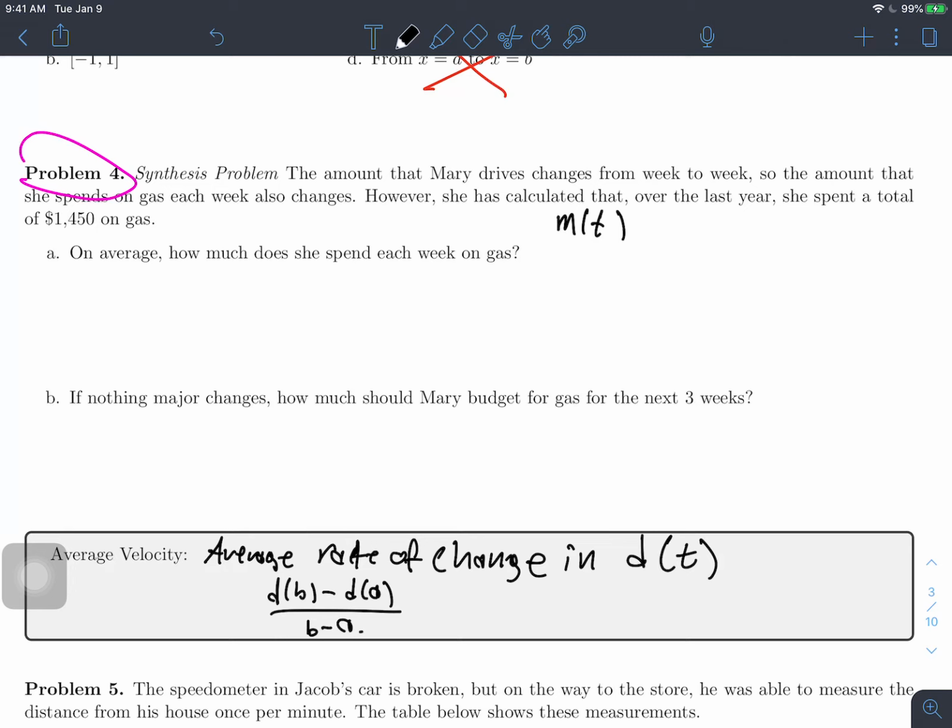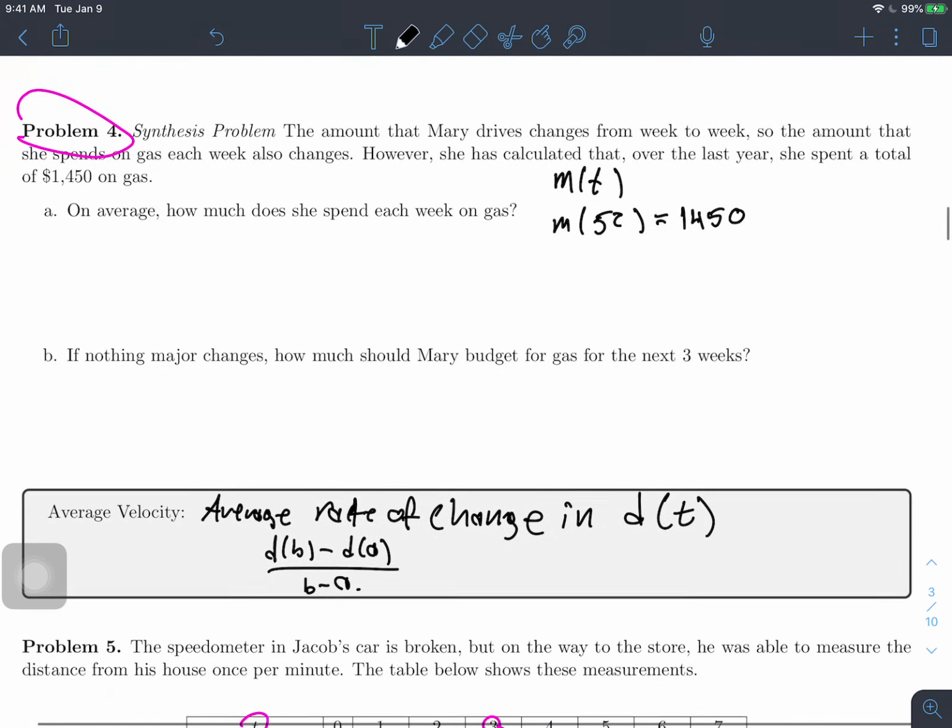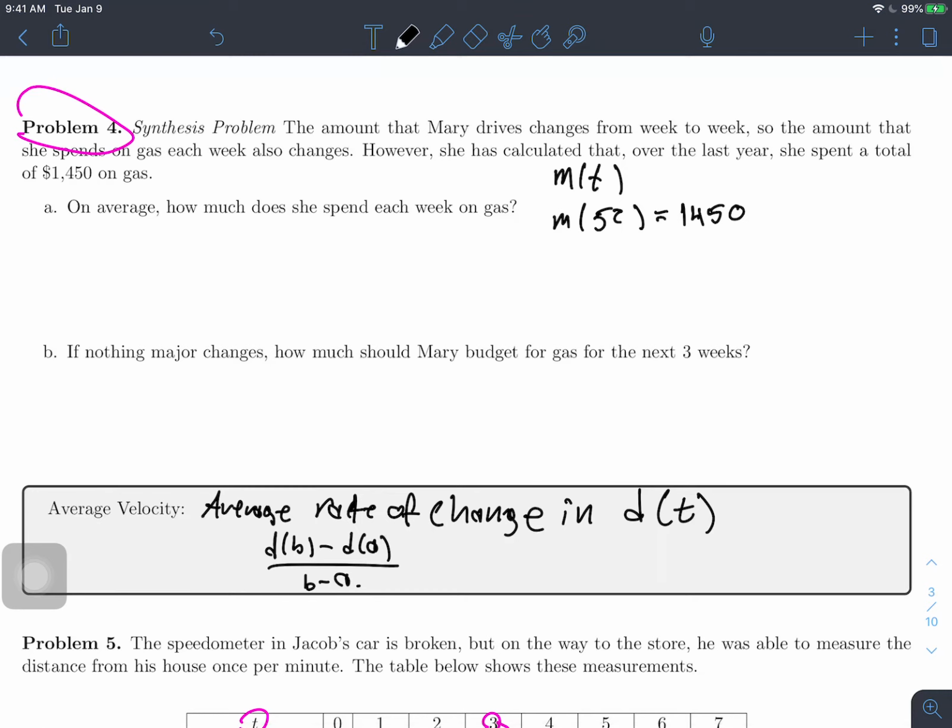What they say is, after a year, we spent $1,450 on gas. So, in terms of a year, if T is measured in weeks, how long is 1 year? 52 weeks in 1 year. So what this problem is really saying is M of 52 equals what? 1450. Okay. We want to find the average rate of change. So far, we've been given B and F of B. What about A and F of A? Can we infer what the other point is from the problem? I'd like to have something else of the form M of something equals something so that I can compare them.